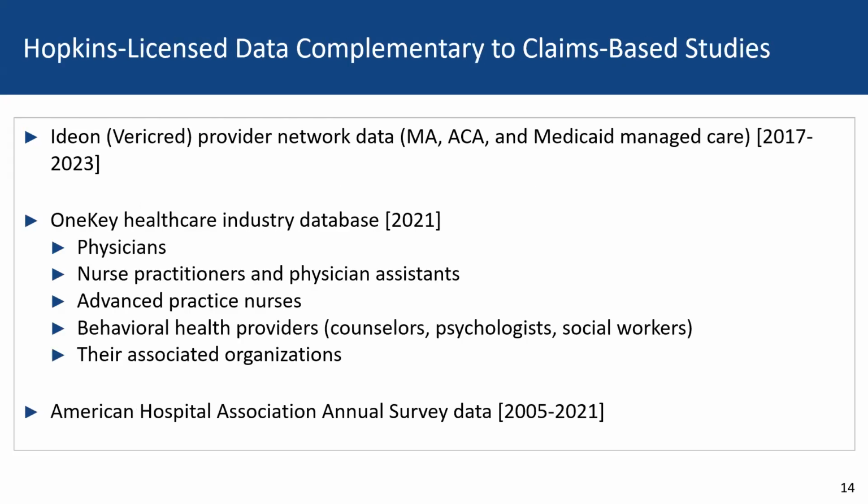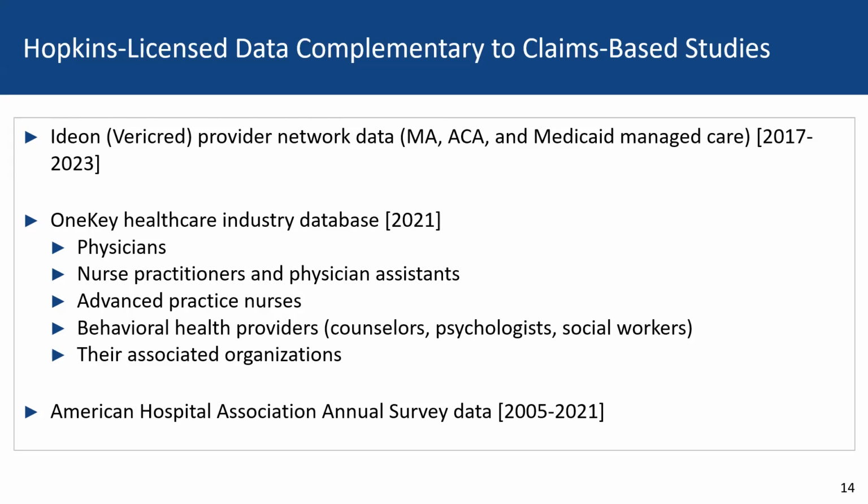And so next, I would like to give an overview about some of the Hopkins licensed data sets. So we have the IDEON, which is used called Fairgrat, provide network data for the 3 major markets: Medicare Advantage, the ACA marketplace plans, and Medicaid managed care plans. So for each year, the network data have a list of all the providers that contract with each plan. That gives you an idea about which providers are included in the networks of a plan.